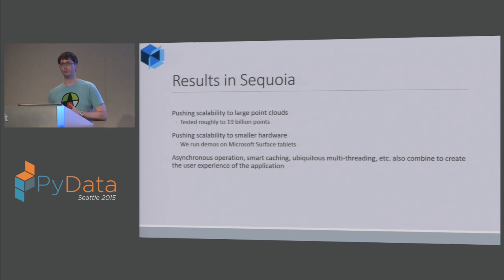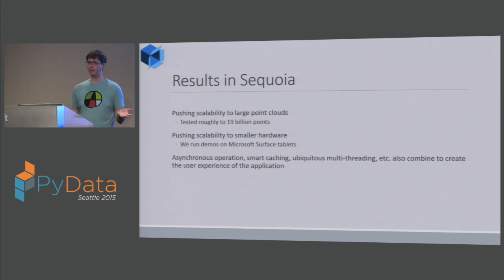The other way is pushing it towards small hardware. We run demos on Surface tablets, and if you're dealing with 150 million points on a Surface tablet to go around and do stuff, that's pretty cool. It's a small device, but it can still handle these large point clouds and let you do stuff in a compact form.